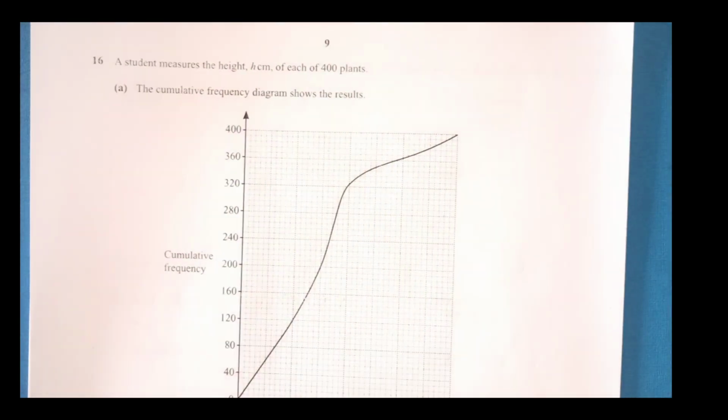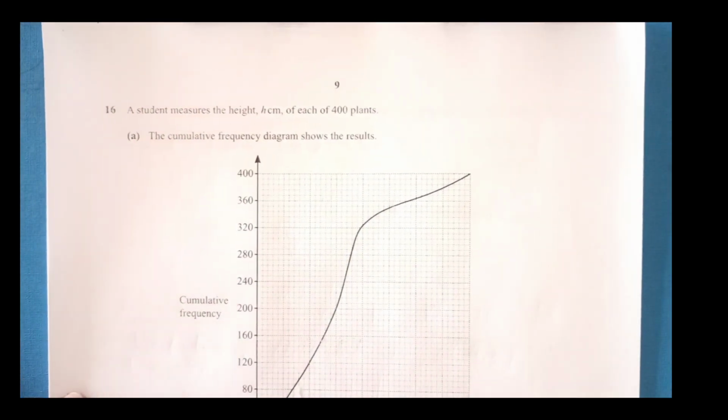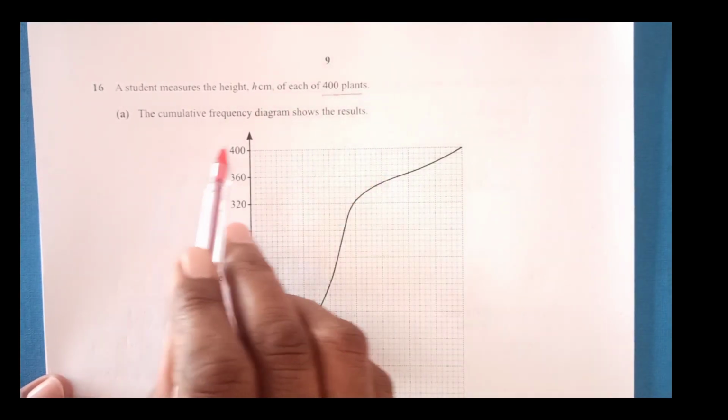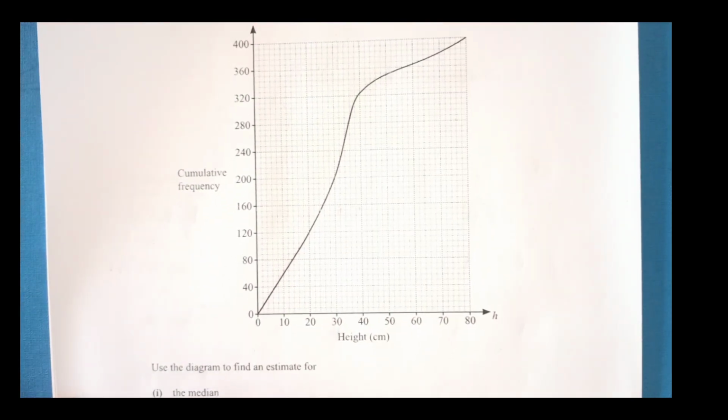Now let's see what is next. Number 16 we have here. A student measures the height h of each of 400 plants. The cumulative frequency diagram shows the result. Here we have cumulative frequency, here we have height. Use the diagram to estimate the median.